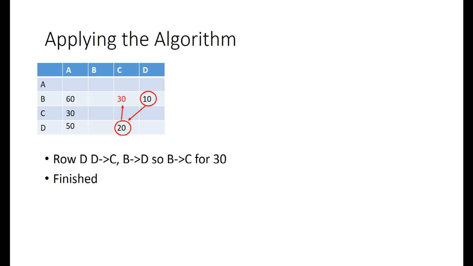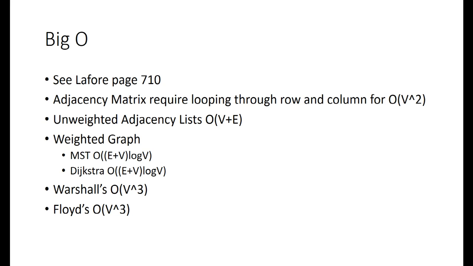Finally, row D, we find that D goes to C and B goes to D, so B goes to C. We have to sum those two. We add the 10 to the 20, we get 30, and we plug the 30 in there, and we're now finished, okay? So that's Floyd's, the weighted version of Warshall.